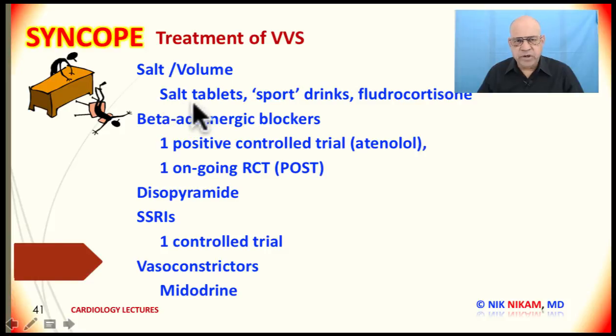In these patients, giving salt tablets and giving some fludrocortisone to improve their vascular tone might help. Beta blockers also help. Disopyramide, which is also an agent, is helpful.